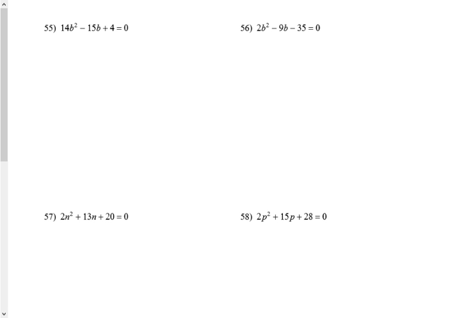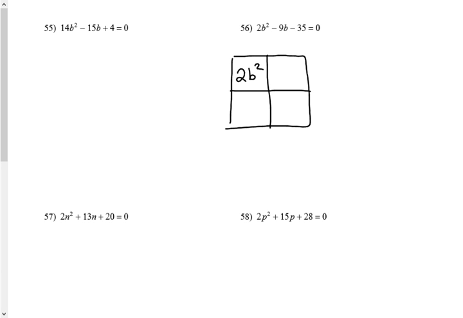Okay, so in 56, I'm going to have first term here, last term here. Now my factors of AC, this will get a little challenging. A times C is -70. So I have to somehow get to 9 from 70. This will be a little rougher.